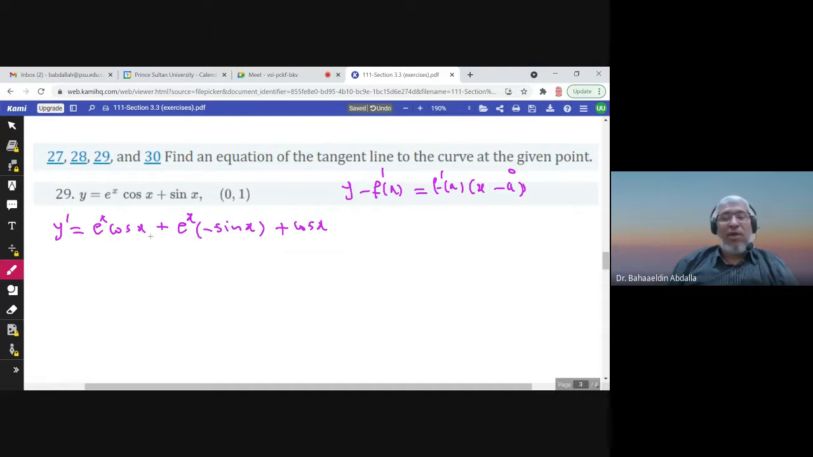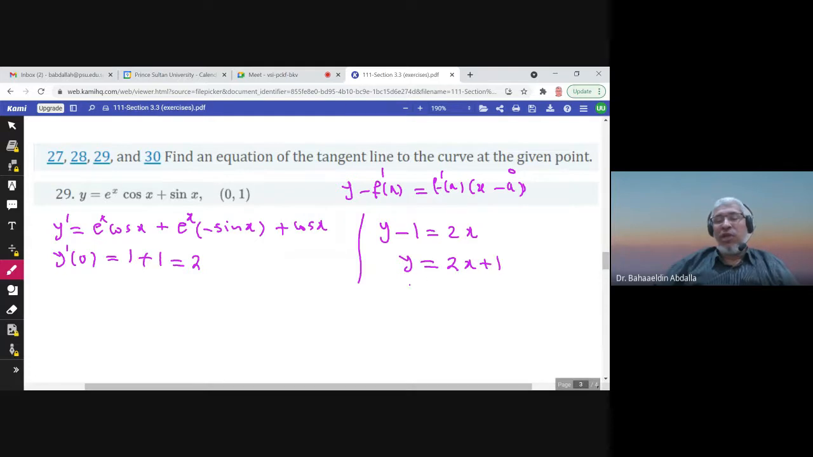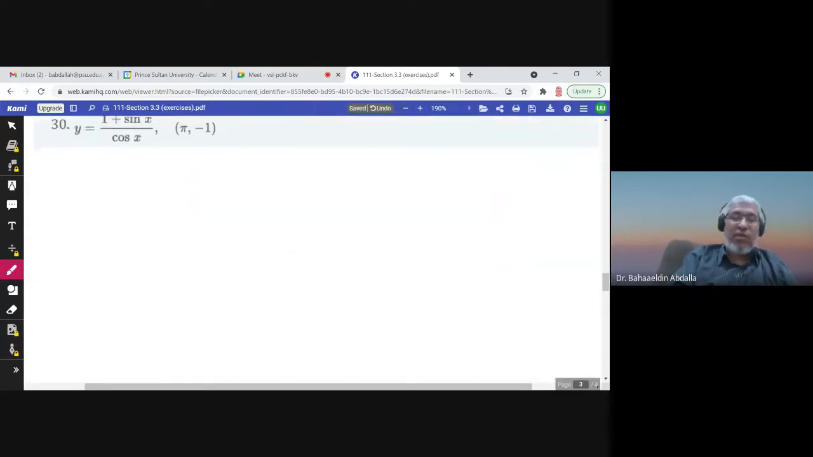Now, I'm not going to simplify this because all I need is y prime at 0. And cosine 0 is 1, and e to the power 0 is 1. So the first term will give me 1. Sine 0 is 0. So the second term will disappear. Cosine 0 is 1. So in fact, y prime 0 is 2. So the slope is 2. So the equation would be y minus 1 equals 2 times x minus 0, or y equals 2x plus 1. That is the equation of the tangent line.